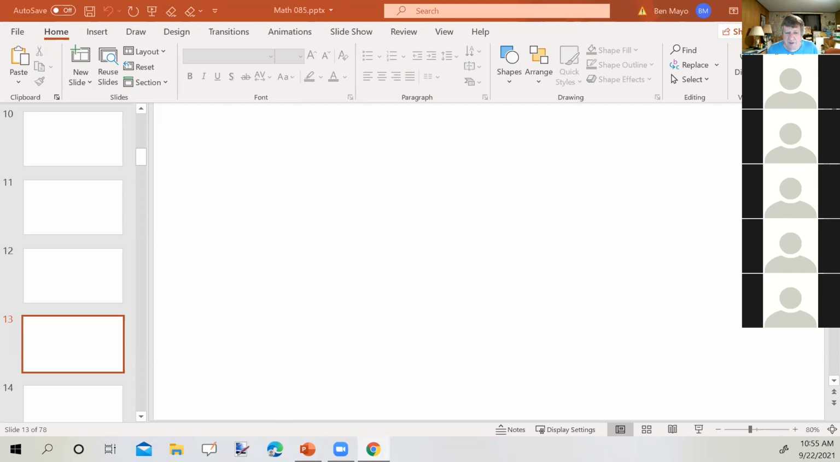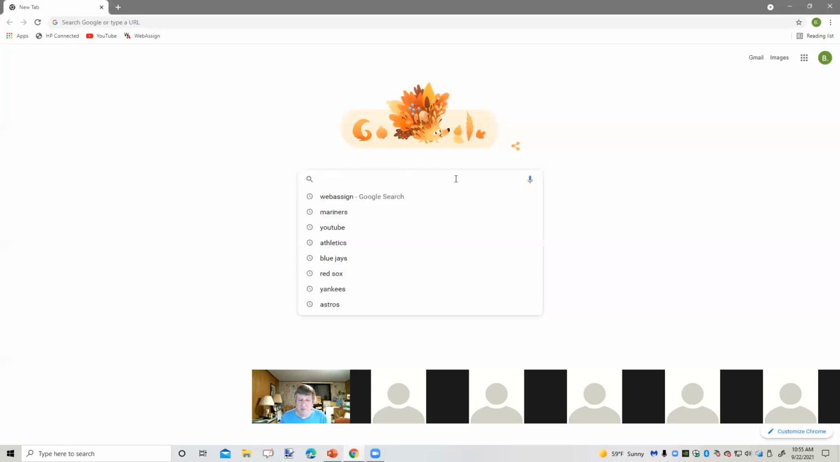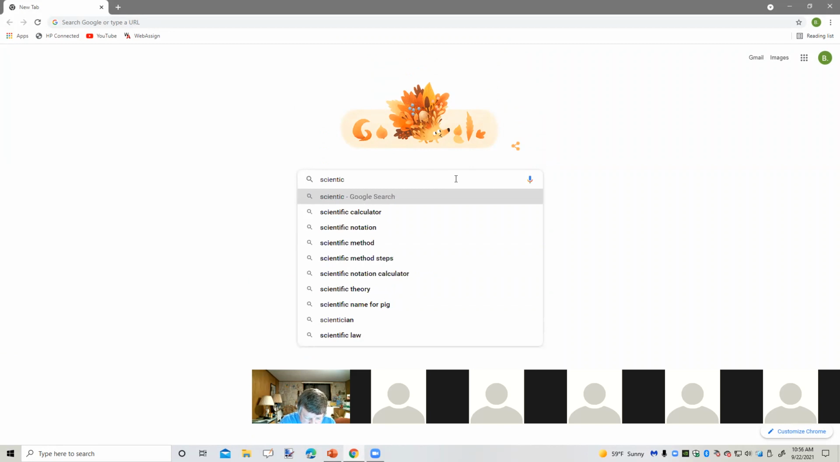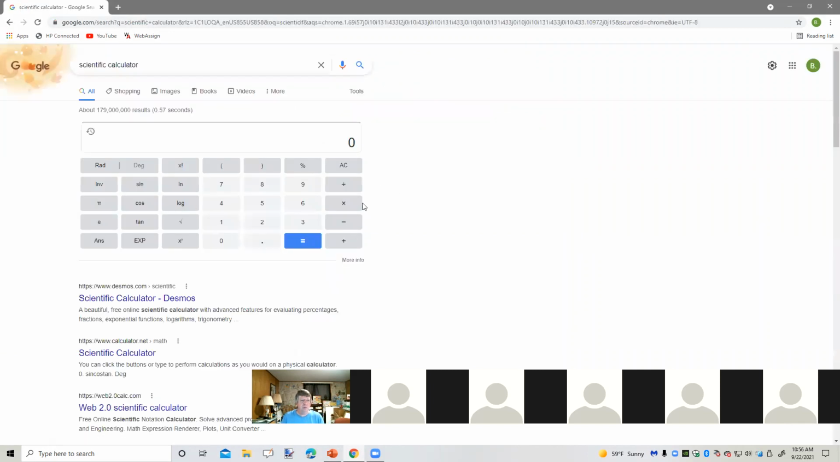I mentioned, I believe it was in the syllabus, about where to find a calculator. What I want to do is remind you of how, or show you how you do that. Basically, go onto a web browser and type in scientific calculator. I didn't spell it right, but you know what? It came out. And when you do that, you should get this calculator.